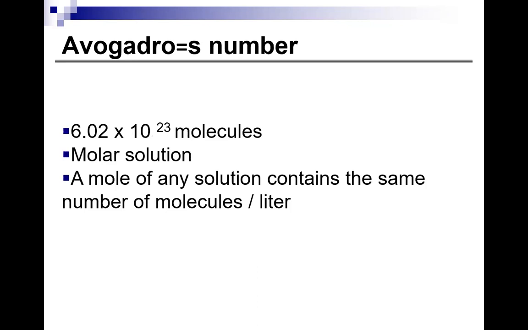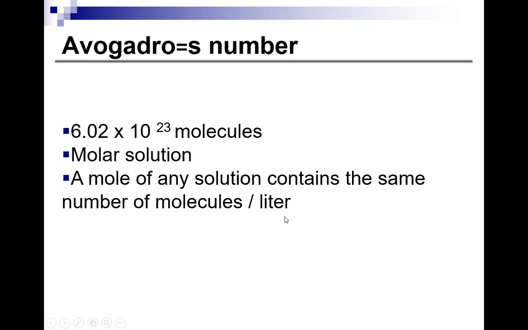All right, so Avogadro's number. Avogadro's number is 6.02 times 10 to the 23rd molecules. You can use that for molar solutions. Basically, a mole of any substance or any solution contains the same number of molecules per liter.